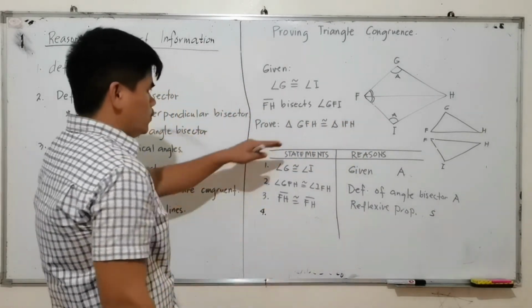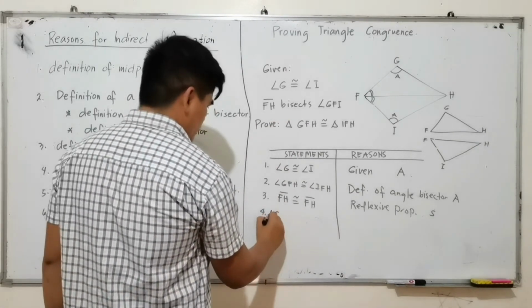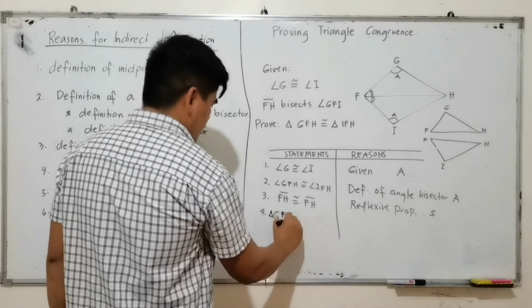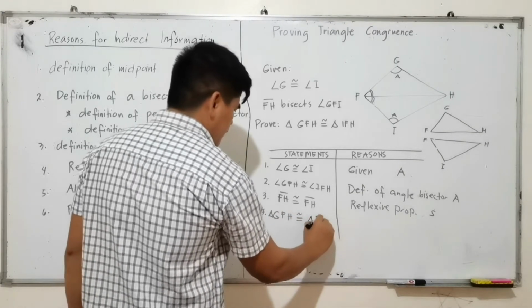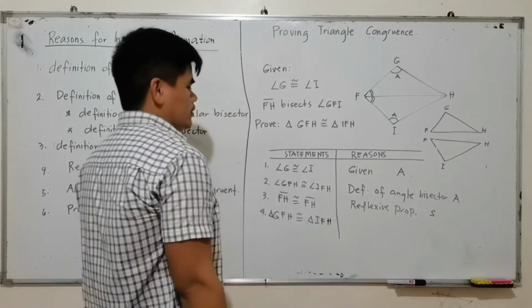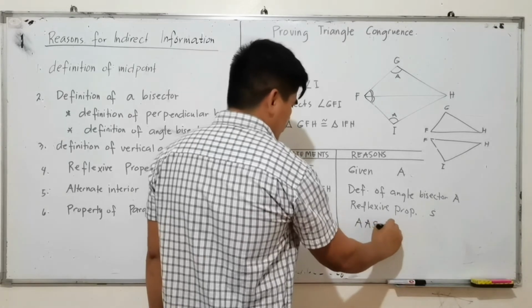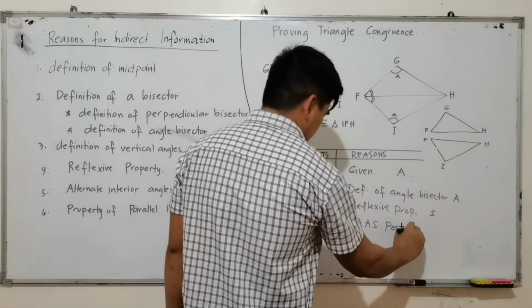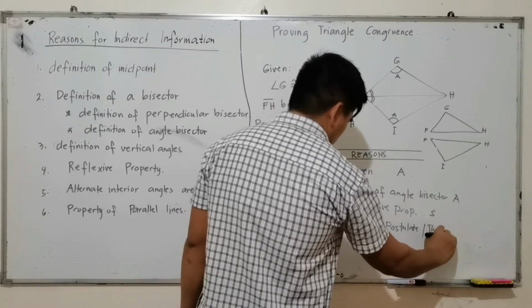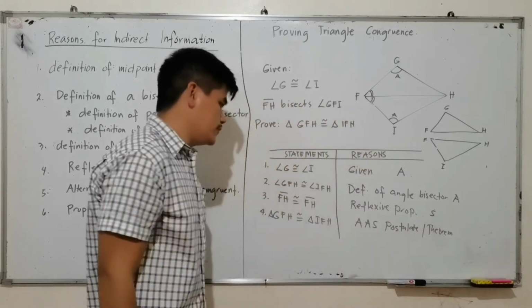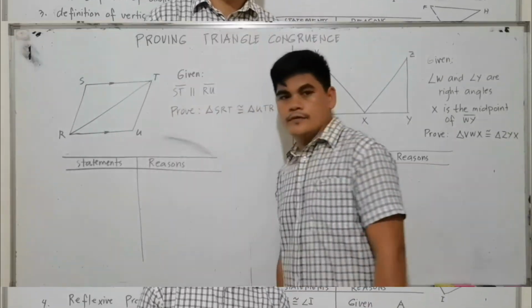Therefore, number 4, we can write the proof statements. We have triangle GFH is congruent with triangle IFH. The reason is angle, side, angle postulate or theorem. When you write postulate, that's right. When you write theorem, that's right. So we have angle, side, angle postulate.